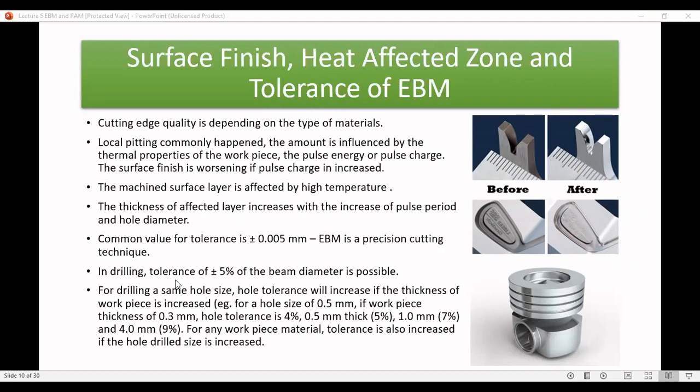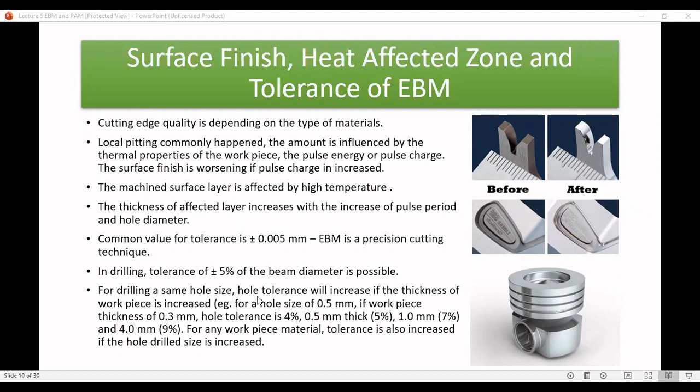In drilling, if you want to do drilling, a tolerance of plus minus 5% of the beam diameter is possible. So basically, if you set the beam diameter at, let's say for example, 100 microns, then you should expect plus minus 5% of tolerance on the hole that we generate.